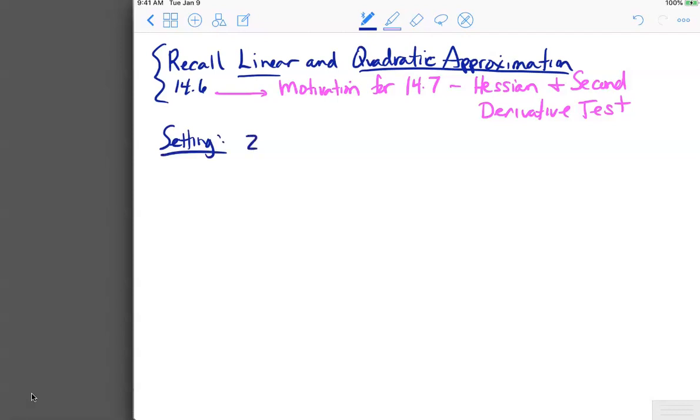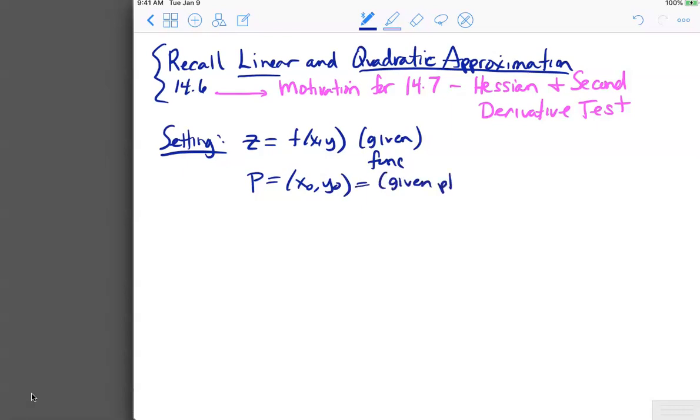Okay, so recall the general setting here. We have maybe some function of two variables. Let's say this has been given to you. You've got a given function, and we've got a given point P, which we'll call x naught, y naught, a given point of interest. And we know that there is the gradient of that function. So this is the equivalent of the first derivative. The first derivative of the function we know is the gradient. It's the partial derivative of the function with respect to x and y put into a vector, called the gradient.